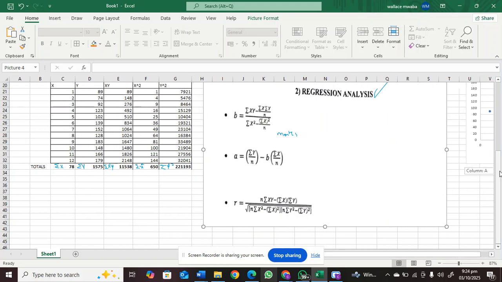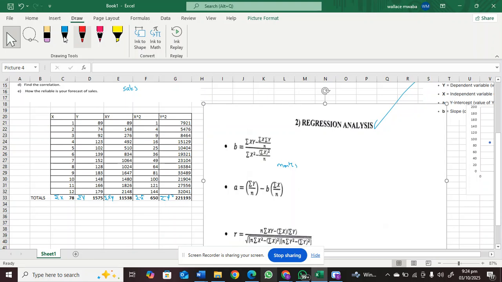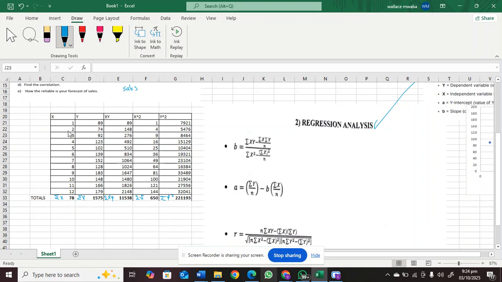All right, so we start by getting our slope b here. If you can see the formula, I hope we're able to clearly see the formula. B equals sigma xy minus sigma x multiplied by sigma y over n. N, as I said, is just the number of data values that you have. In this case, we have 12 data values, so n is 12.